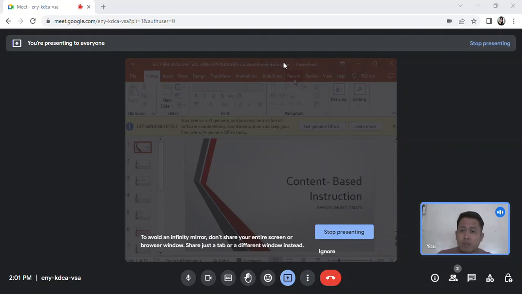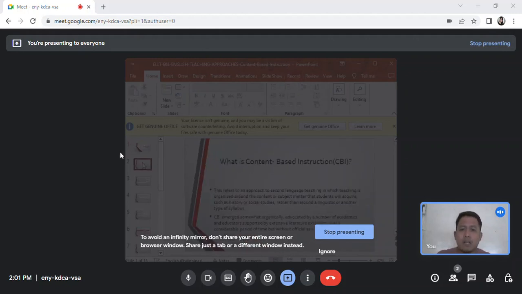I am tasked to report about content-based instruction. First, we're going to define what content-based instruction, or CBI, is. This refers to an approach to second language teaching in which teaching is organized around the content or subject matter that students will acquire, such as history or social studies, rather than around linguistics or another type of syllabus.